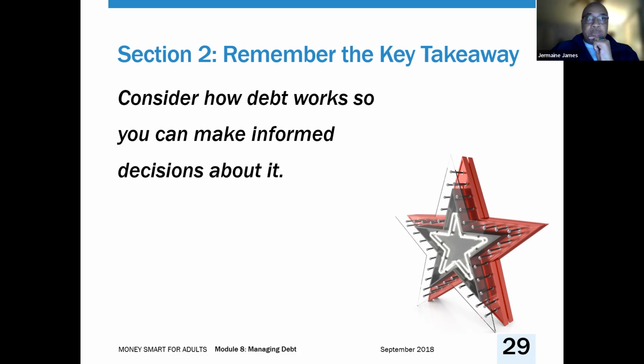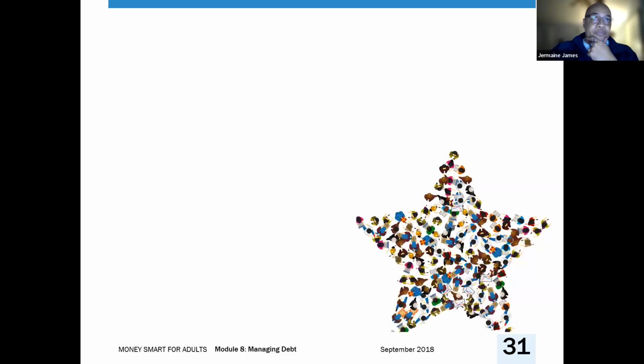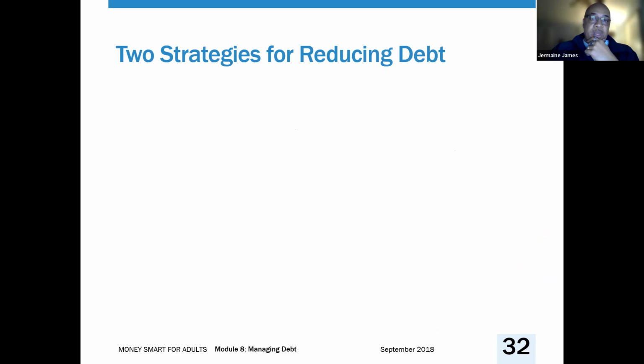All right, so we're going to move over to section 3, which talks about reducing debt. You'll be able to see this on page 14 in your participant guide. To kick off section 3, we're going to highlight the key takeaway. The goal is to develop a plan to reduce your debt and get help if needed, such as from a trained credit counselor.